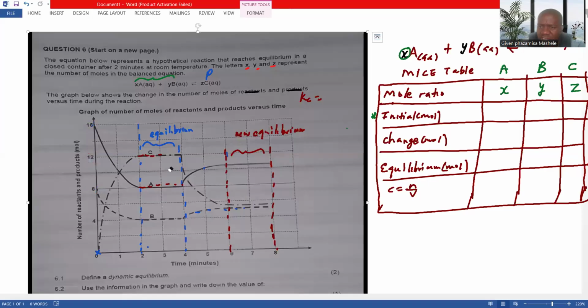So the initial number of moles of A, it's 16 here. It means initially A had how many moles? 16 moles. Whereas B had how many moles? 8 moles. And at that time, the initial number of moles of Z is 0.